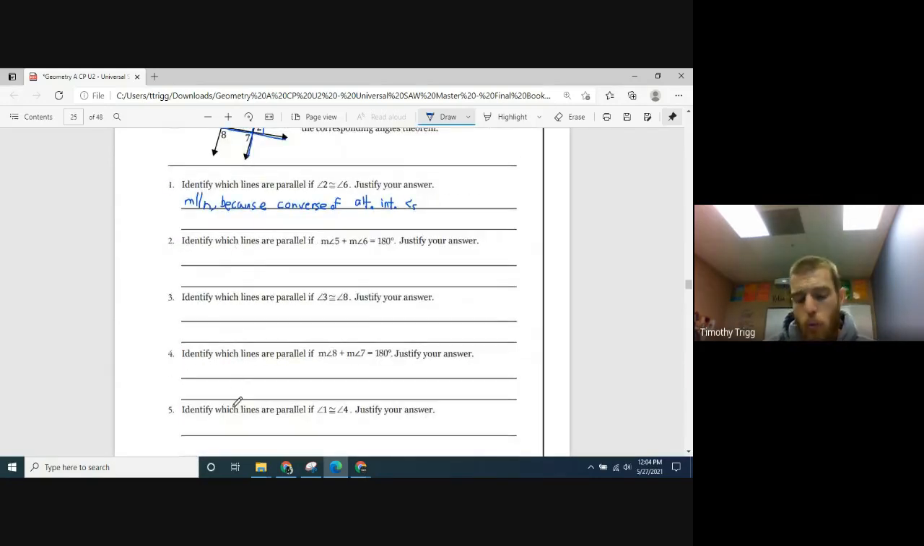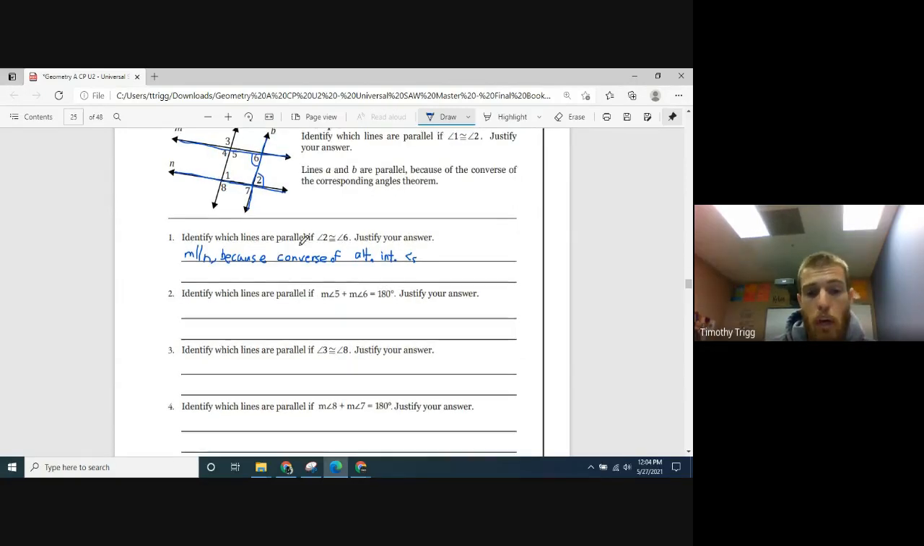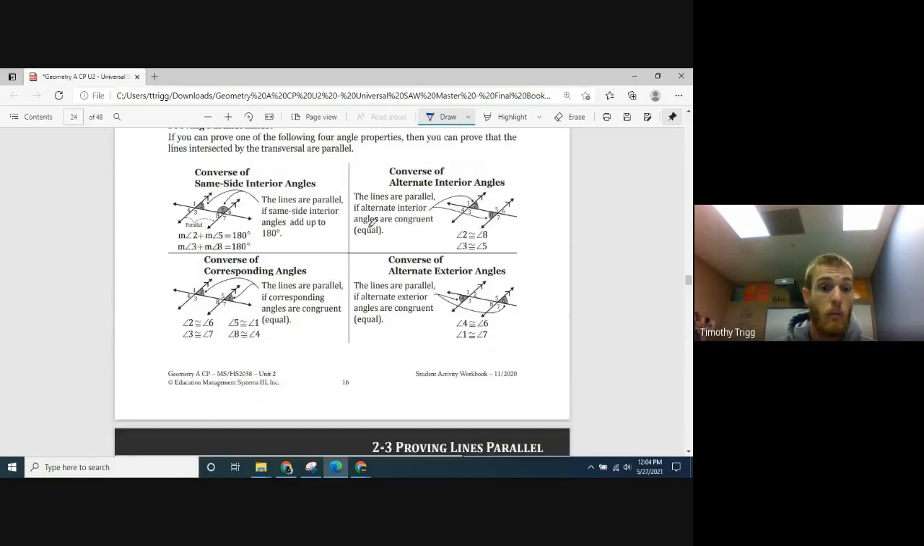Notice all of these questions say identify which lines are parallel. So all of them will be in this form where it'll be this line is parallel to that line because, and they'll all have converse of something. You're going to be using one of these four for all of these. So it'll be because of converse of, and the one we just did was alternate interior angles, but it could be any of these. You just have to find the relationship.